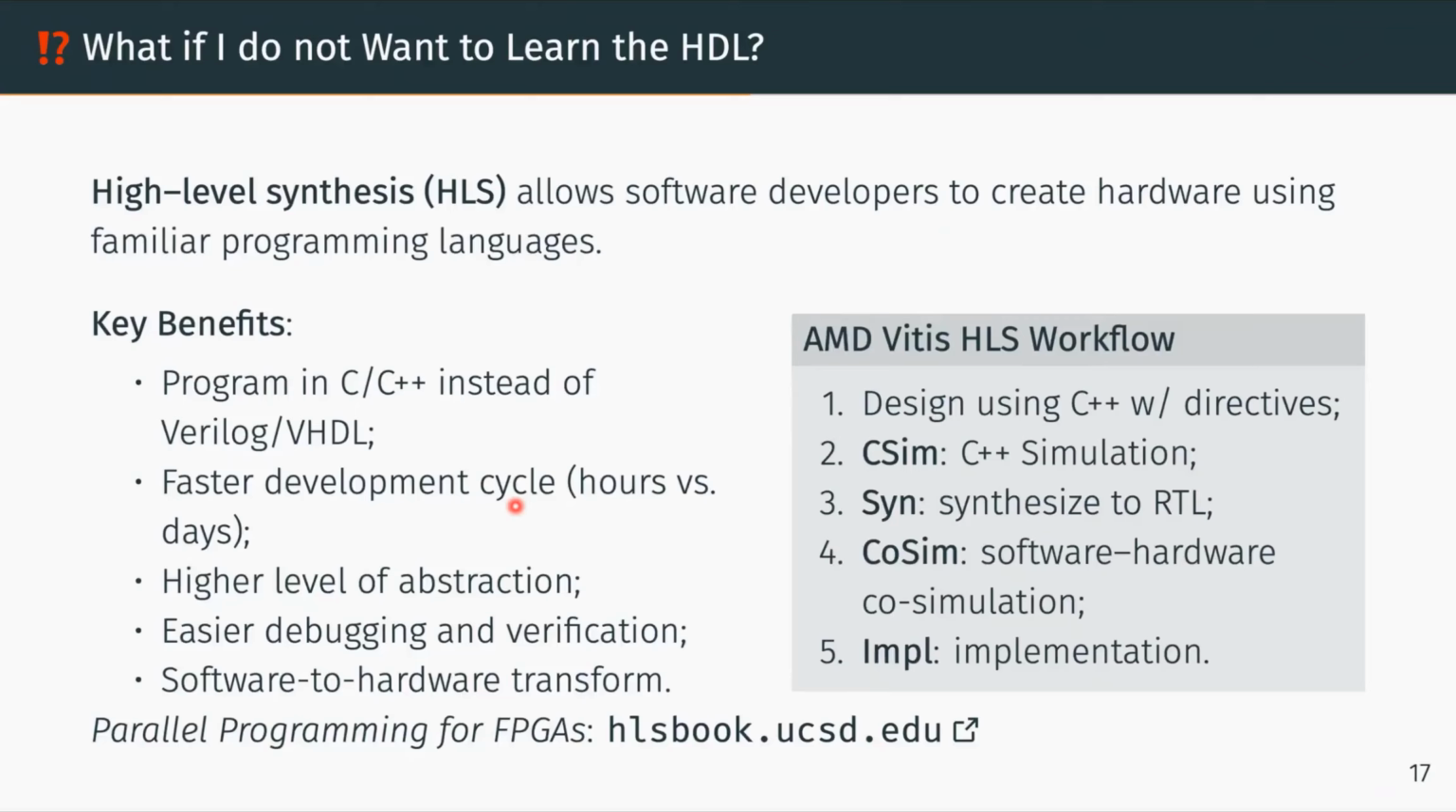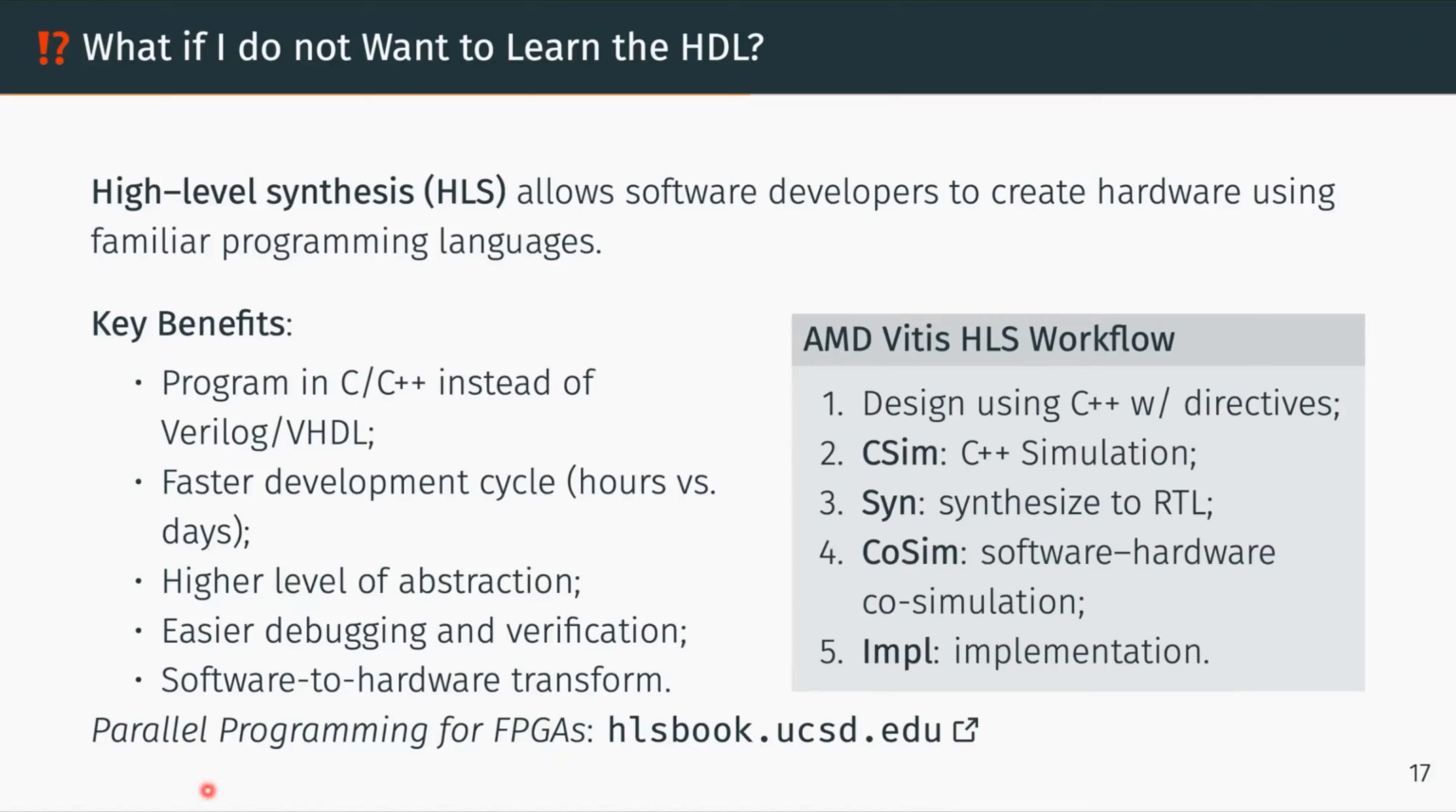So it will be hours versus days, because we do not need to consider so much about what to do at this clock cycle. I don't know, what's wrong with my finite state machine? Oh my God, my state just got boomed. Oh, for writing C++, everything is under control. So we have a higher level of abstraction, so we can debug more easily. We just use the Clang compiler to do that. So that's easier. And we have the software to hardware transformation automatically.